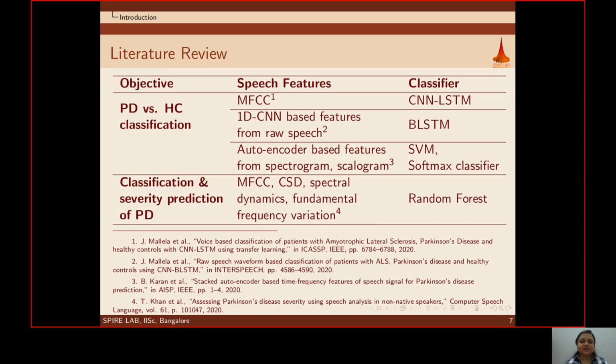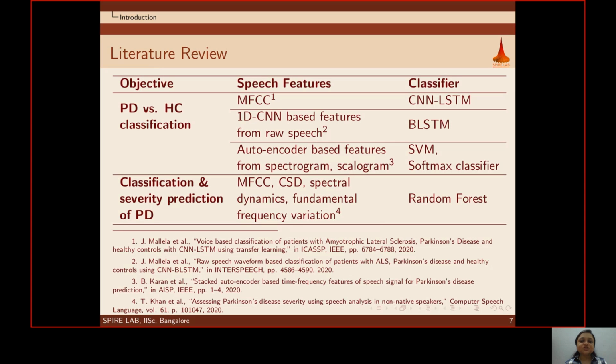Several speech cues have been studied in the literature for this classification task. For example, MFCC has been used with the CNN LSTM classifier. Raw speech waveforms have been used to learn representations using CNN, and the representations are used for performing the classification using BLSTM. Representations have also been learned from spectrogram and scaleogram of speech using an autoencoder. Subsequently, classification is performed using SVM and softmax classifiers. For classification as well as severity prediction of PD, MFCC, CSD, spectral dynamics, and fundamental frequency variations have been explored together with a random forest classifier.